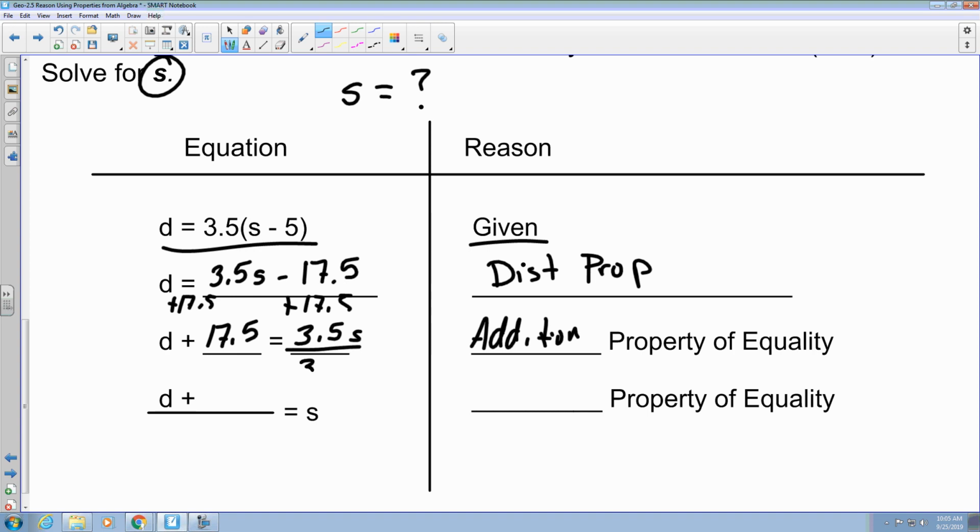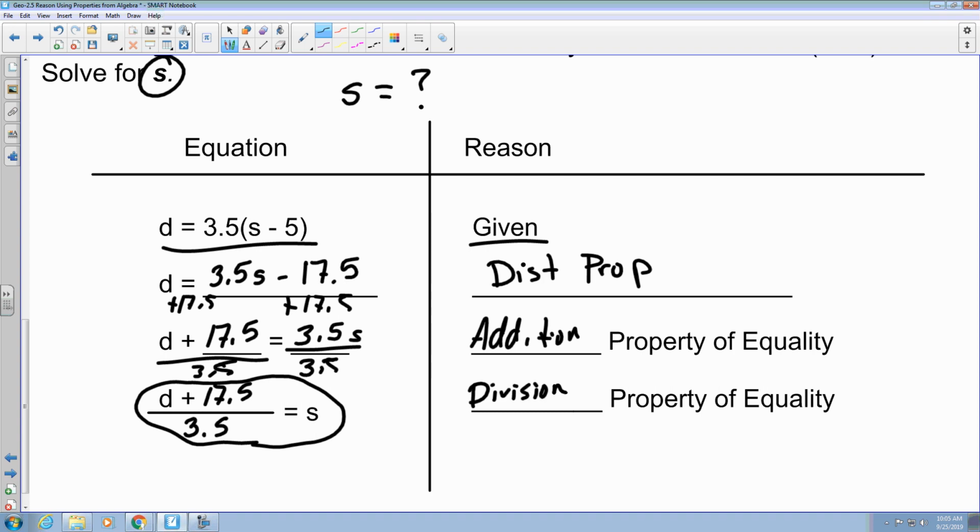And then finally, it just has now s equals, which is what we're looking for. So we're going to divide by 3.5 on both sides. So now it's going to be d plus 17.5 on the top, all divided by 3.5, and that is going to equal s. And since we divided, that means we're now going to use the division property of equality.